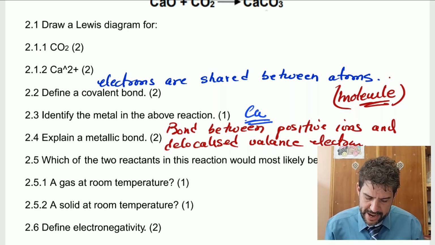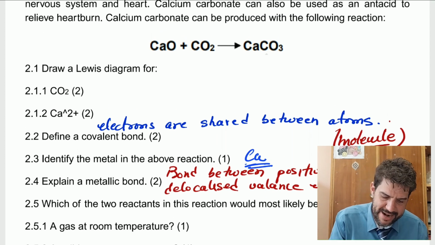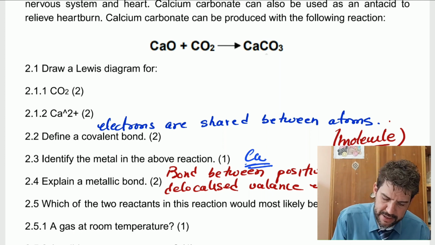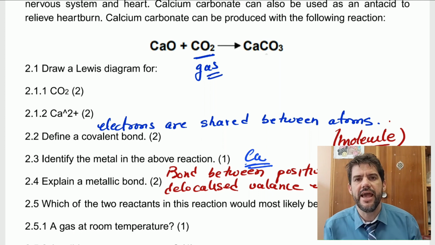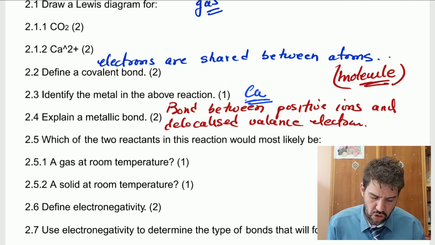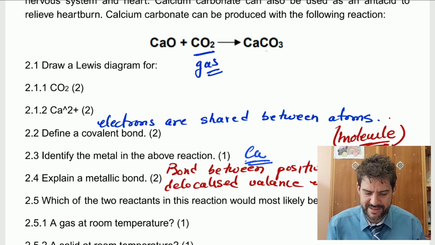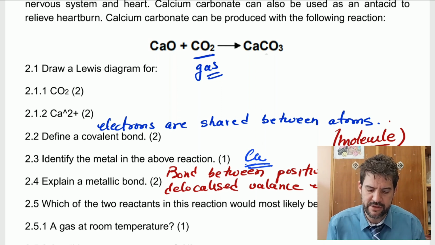Which of the two reactants in the reaction would most likely be a gas at room temperature? Guys, another free mark. Carbon dioxide, you know, is a gas. A solid at room temperature. Now, how do you remember which one is a solid?